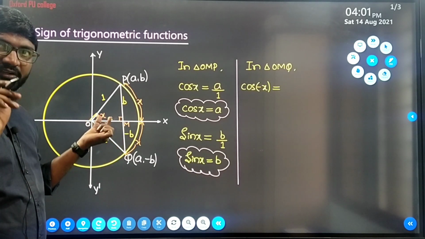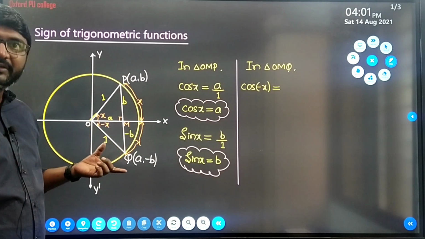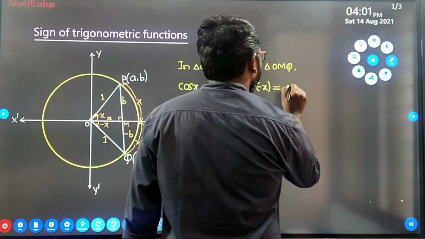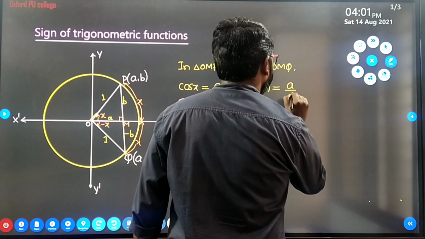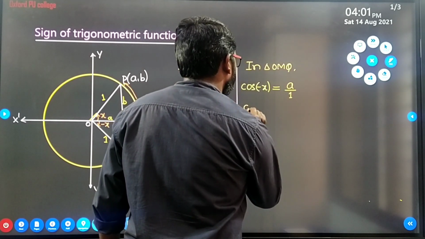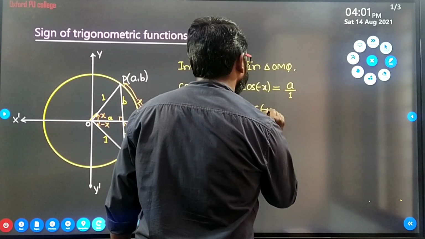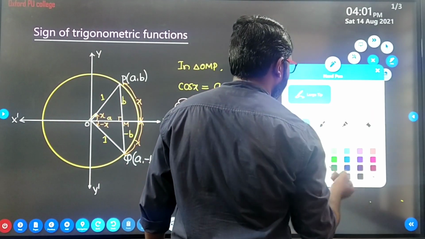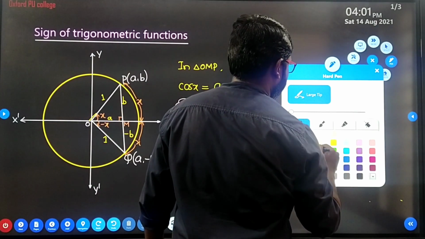OM is small a. OQ is 1 because it is the radius. So overall we get a by 1. That means cos of minus x is equal to a.